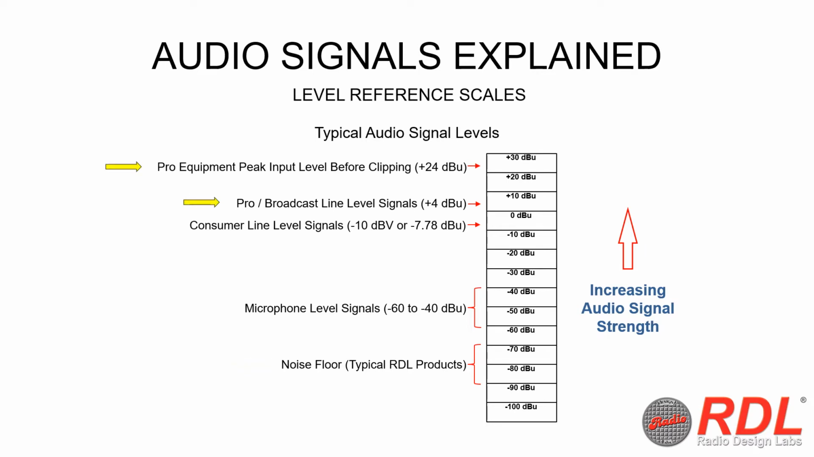The analog audio inputs of professional audio electronics typically have a peak input signal limit of plus 24 dBu. It was decided that professional audio equipment should produce average signal levels at plus 4 dBu, which leaves 20 dB of space for higher fluctuations in signal levels, which we call headroom. Consumer audio equipment produces signals a little lower in strength. For professional and consumer audio equipment, we have two reference scales.